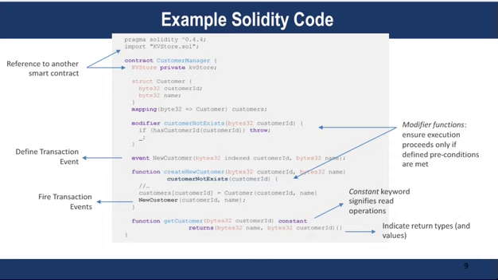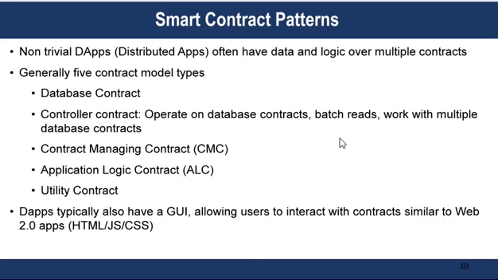Now let us understand some patterns of smart contracts. Because you want some of these properties, it has been deliberately restricted. So what are some of the patterns? The data and the logic can actually span multiple contracts. Typically there could be 5 models here, so let us understand these 5 models.